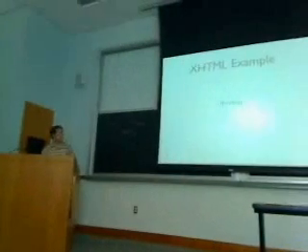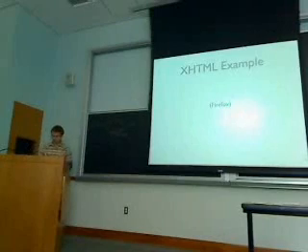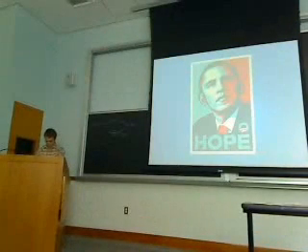So what XHTML would look like is kind of taking this idea of how you structure data and applying it to a web page. And if anybody has ever seen a web page, has anyone ever seen a web page?